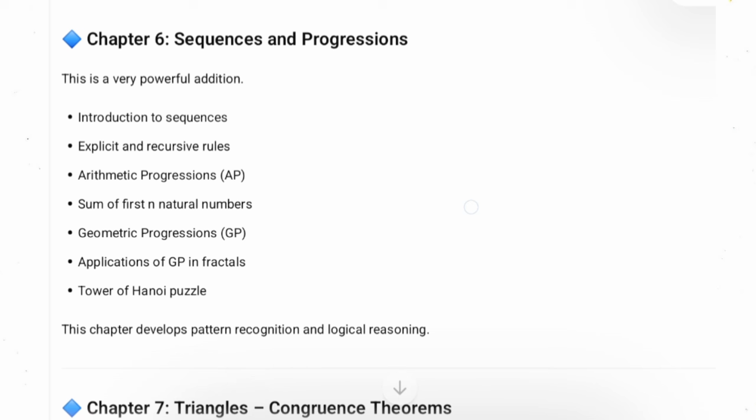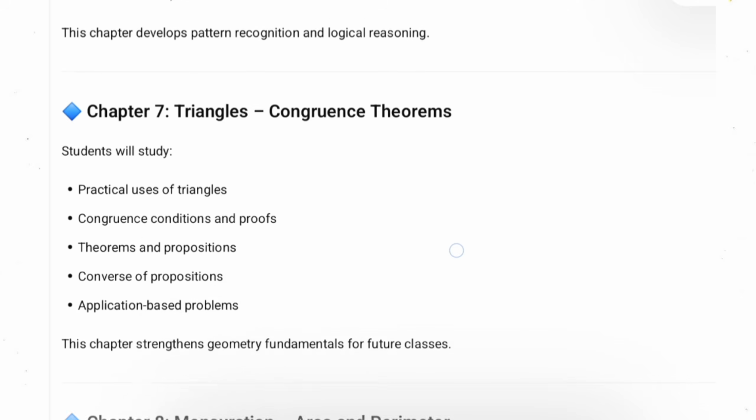Next chapter, chapter 6 is sequence and progression. Here are introduction to sequence, explicit and recursive rule, arithmetic progression, sum of first n natural numbers, geometric progression, application of GP in fractals, then the Tower of Hanoi puzzle. This chapter develops pattern recognition and logical reasoning.